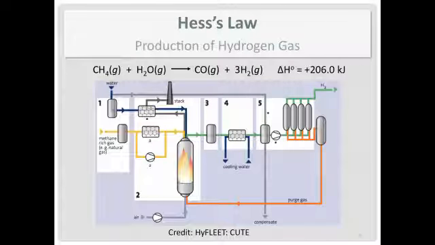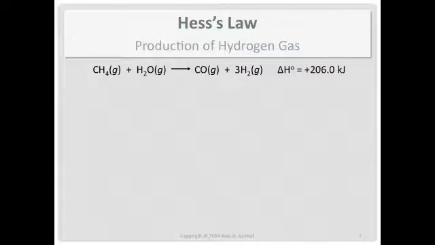Let's look at the production of hydrogen gas. This is the steam reforming process, SMR. The products are what's called synthesis gas, and this is typically done at high temperature with a nickel-based catalyst. If you want to see more on this process, take a look at the credits at the end. It's endothermic, positive 206.0 kilojoules for this reaction, the way it's written.